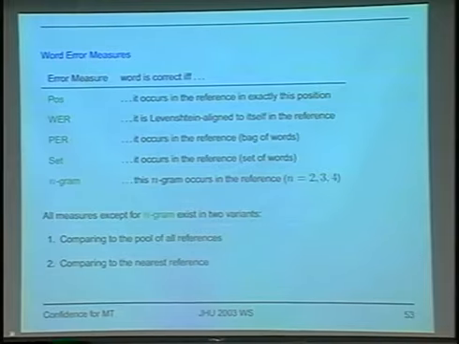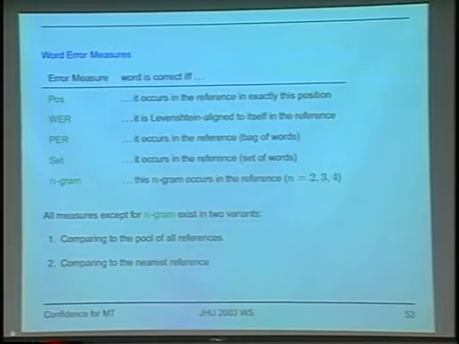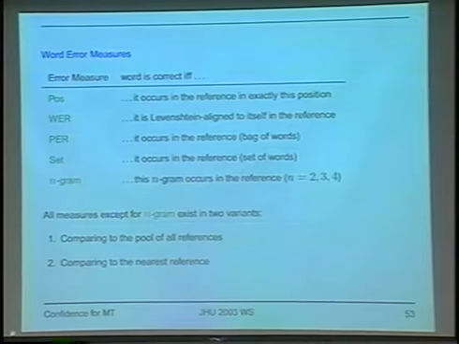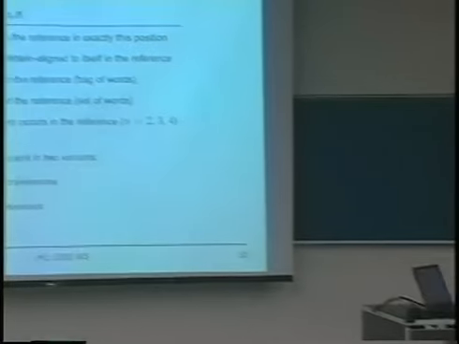And then we also implemented some measure that is a bit different from the others, where we checked whether this n-gram, that is the word and its predecessors, occurred in the references. And for all of those four, there are actually two different versions for extending them from one reference to several references. We can either pool all the references we have, or we can only compare our hypothesis to the nearest reference that we have got.